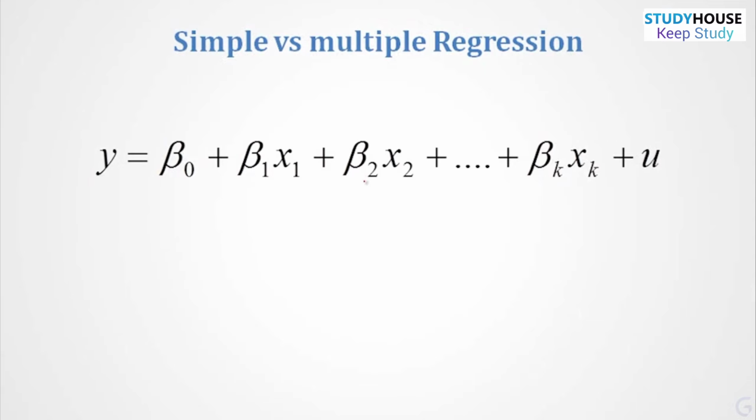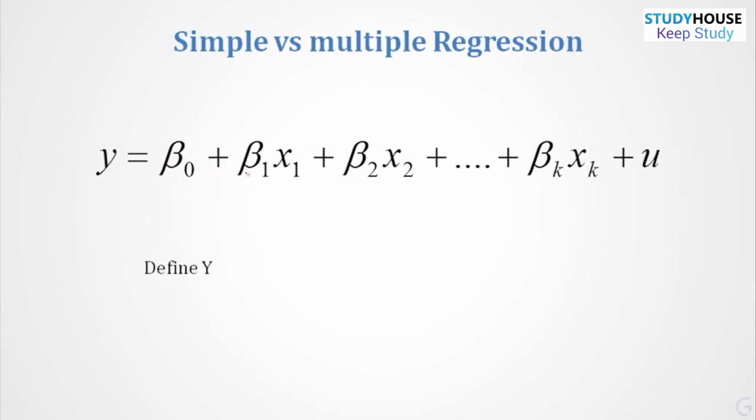These parameters are linear. For example, instead of this regression equation, if we had beta 1 x1 squared, that will not make it a non-linear regression. That will still continue to be a linear regression because it is linearly dependent on beta 0 and beta 1. So that's one very important distinction which we need to keep in mind.